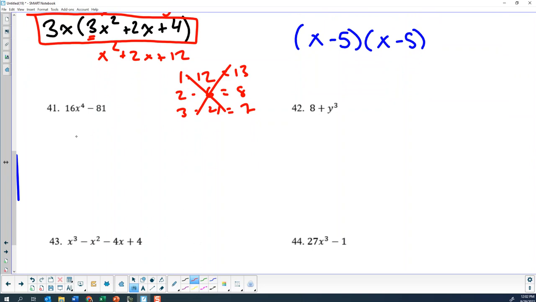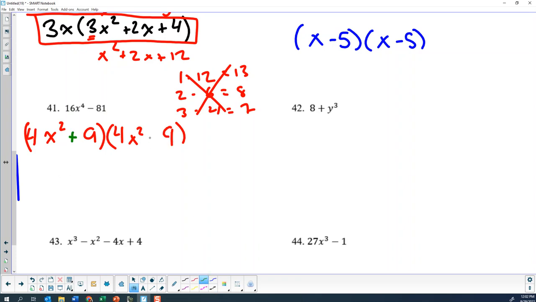Number 41, difference of perfect squares. 16x to the fourth is a perfect square. 4x squared times 4x squared is 16x to the fourth. 81 is a perfect square. 9 times 9 is 81. So our two factors are going to have 4x squared and 9 in them as terms.